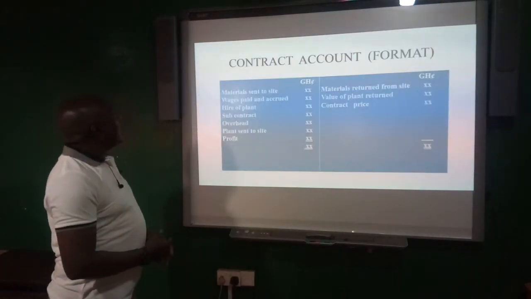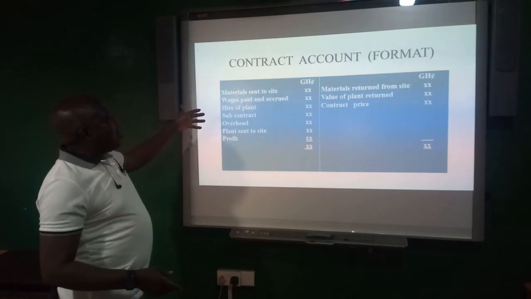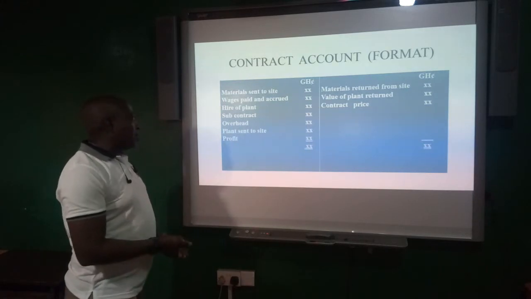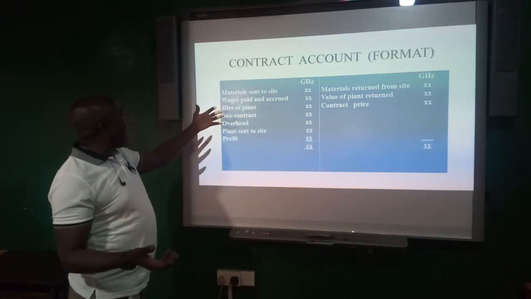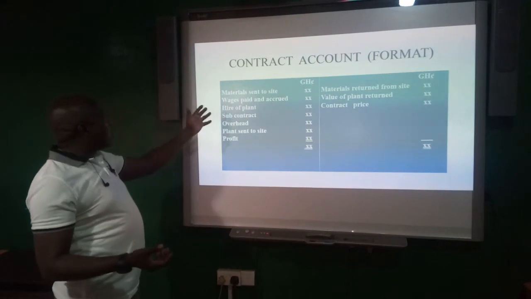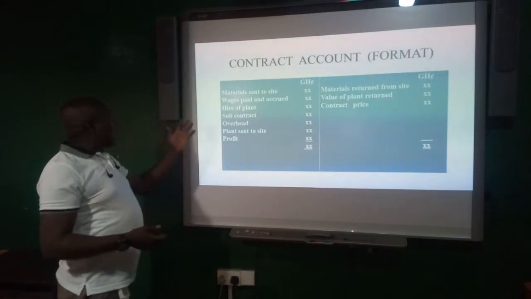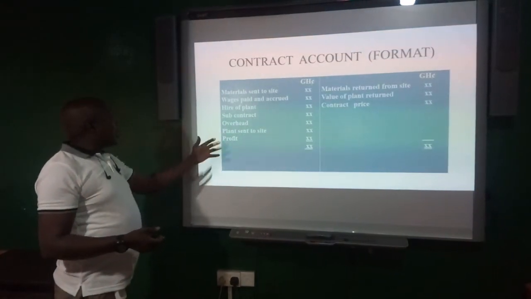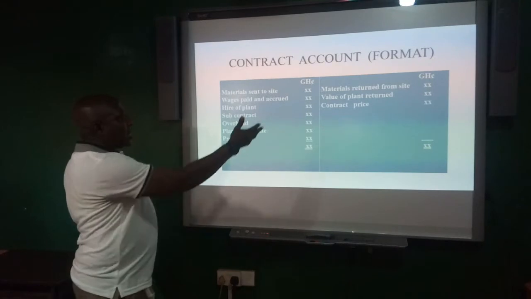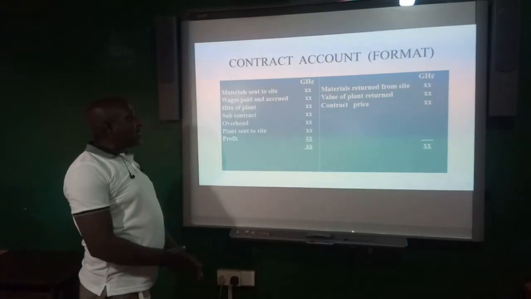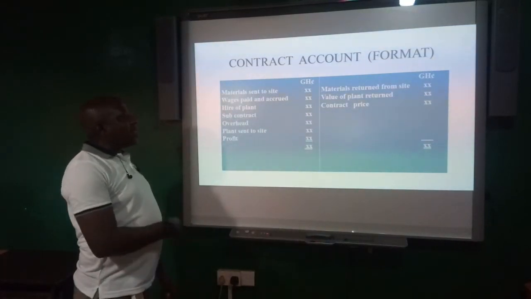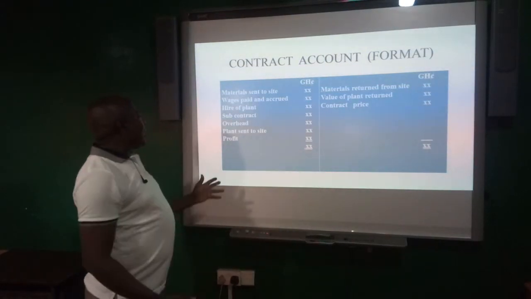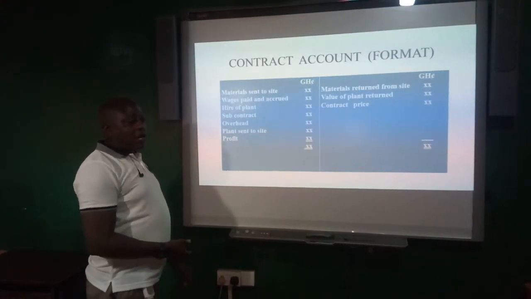Good. Then, this is the format of a contract that is started and completed within the accounting period. As I've already told you, on the debit side, you have material sent to site, wages paid and wages accrued, hire of plant, subcontract cost, overhead, plants sent to site, and then you look at the profit. And on the credit side, you have materials returned from site, value of plant returned, contract price. So if you compare the debit side and the credit side, it will give you either a profit or a loss.